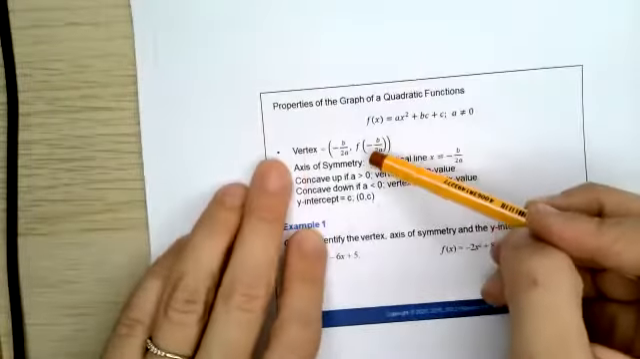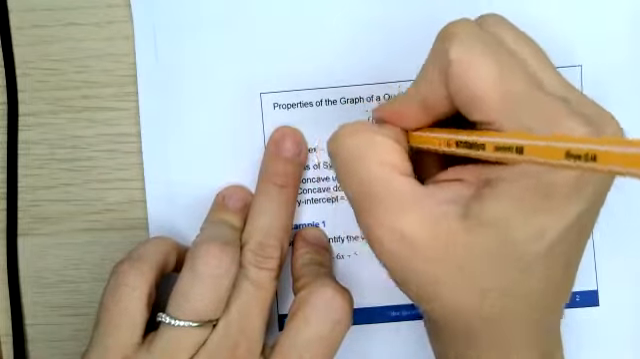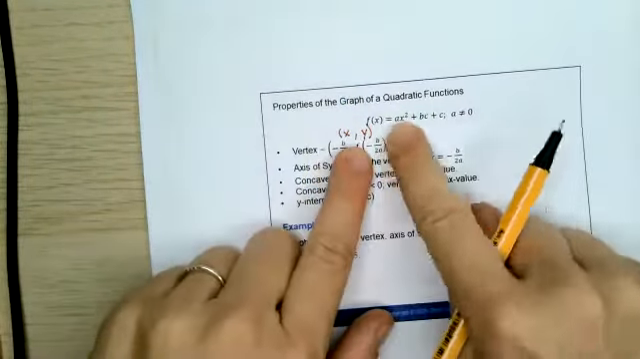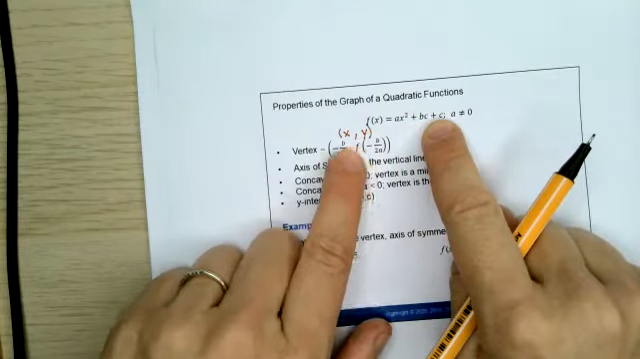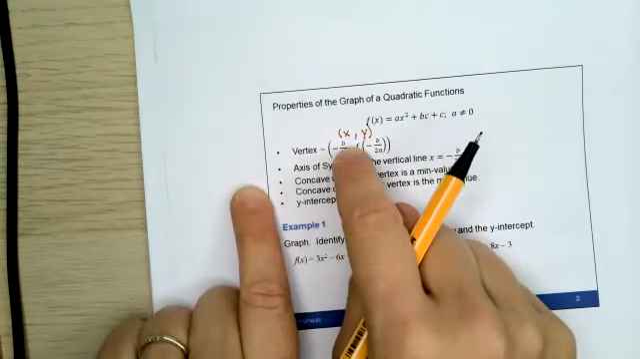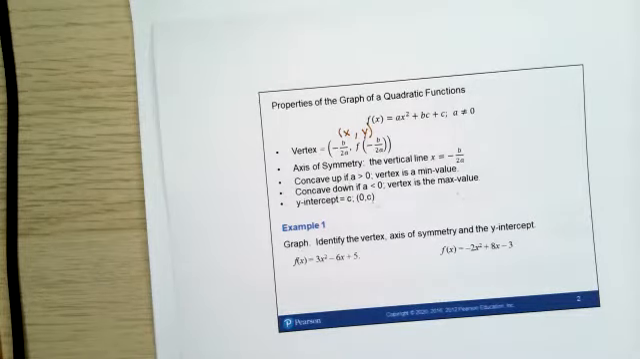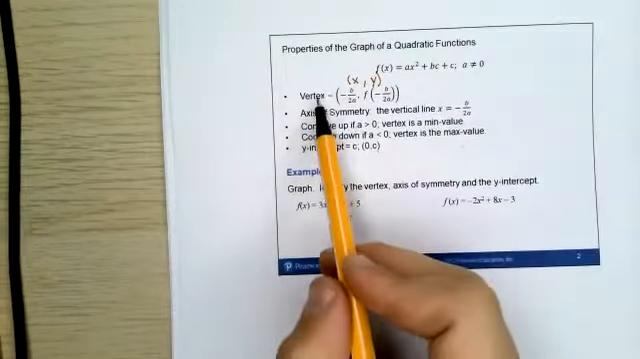So when you are trying to find the x and the y of your vertex, you can take your a, b, and c and put them in -b/2a to find the x value of your vertex, and then solve for y. Good? All right, so that's how you find your vertex.